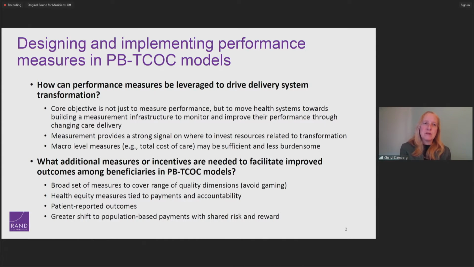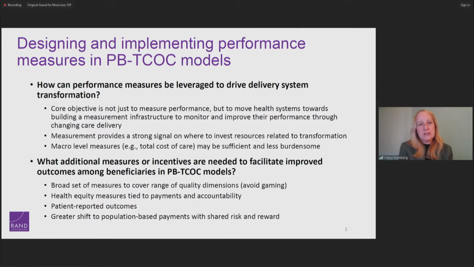When there's a small number of measures that focus on a narrow set of things, this can create an environment that allows providers to game and focus on a very narrow set of things. And we would lack understanding of what's happening in a broader sense related to the quality environment.